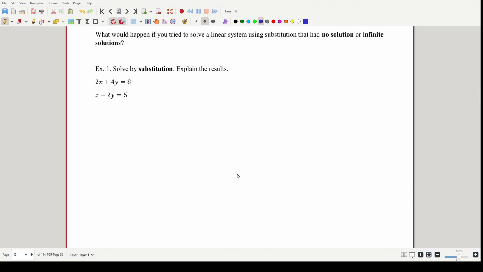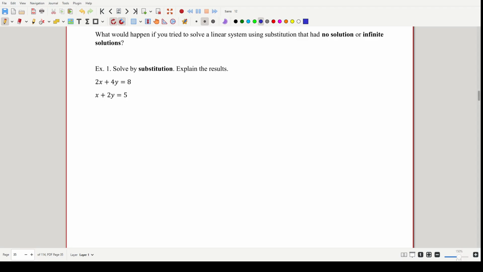So what would happen if we tried to solve a linear system using substitution that had no solution or infinite solutions? What would actually happen to that system of equations? In the last lesson, we learned how to use substitution to solve a system. Let's see what happens if we try to do that on a set of equations that doesn't have nice data. That's going to end up with either no solution or infinite solutions. So let's give this a go.